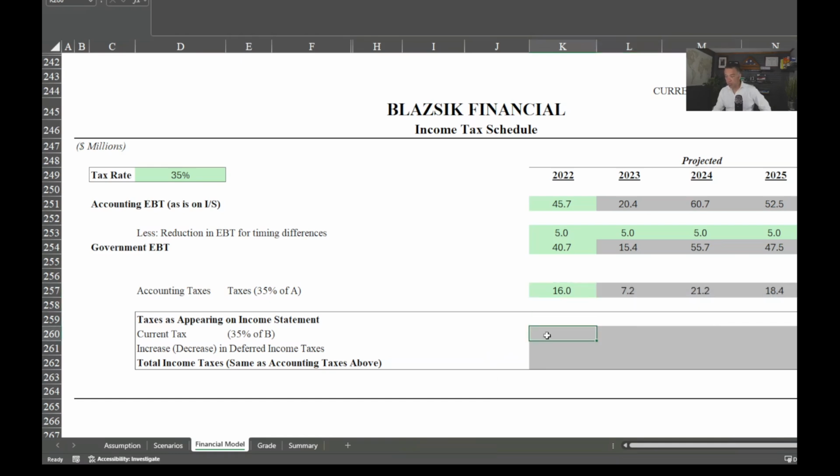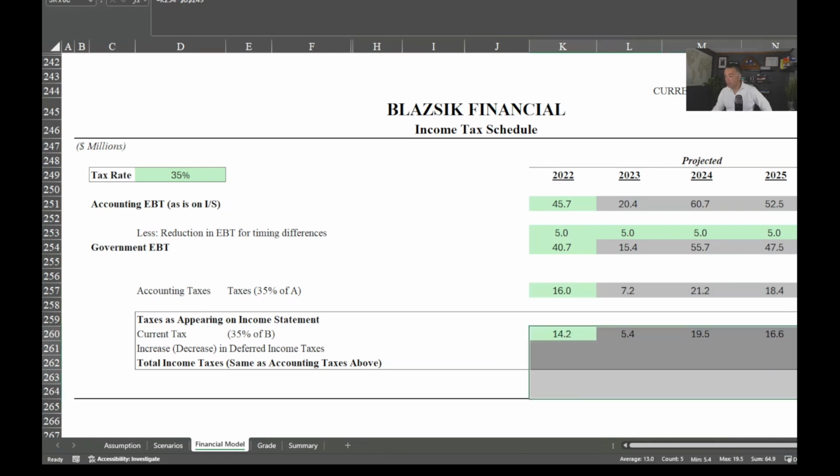Next, what we want to do is find our current tax rate, which means how much taxes are we paying today? Well, that's going to be the government EBT, how much they say we have to pay taxes on today. And we're going to multiply that times that tax rate of 35%. So this amount here is what we have to pay on taxes. This is what shows on the income statement.